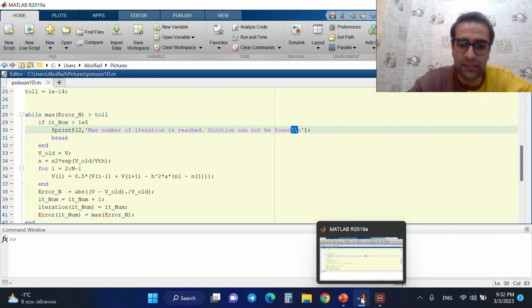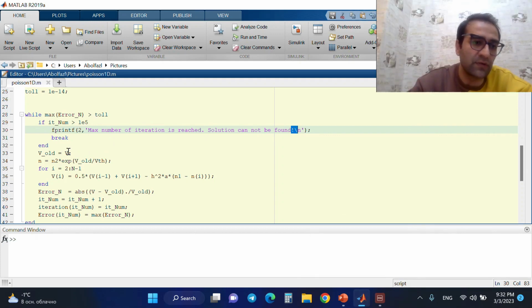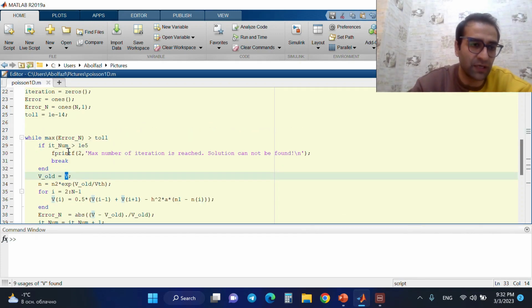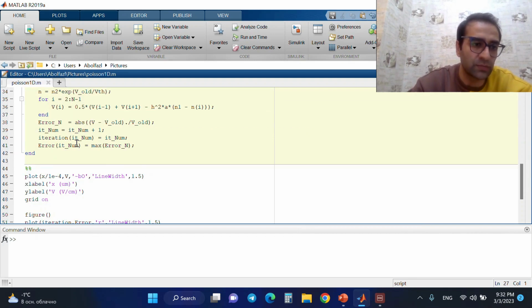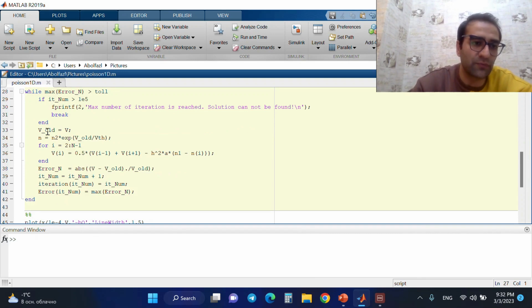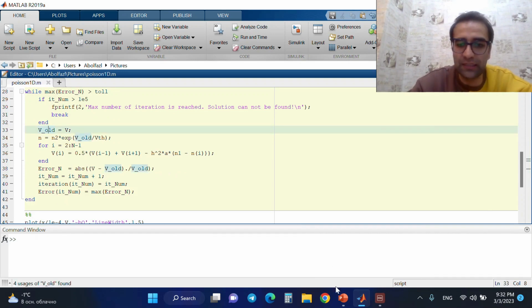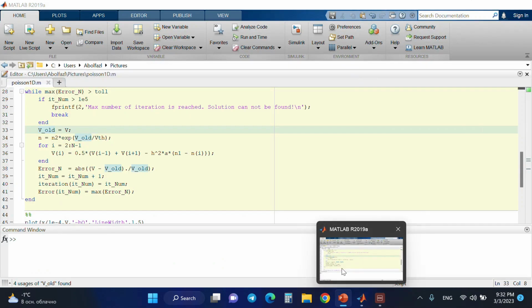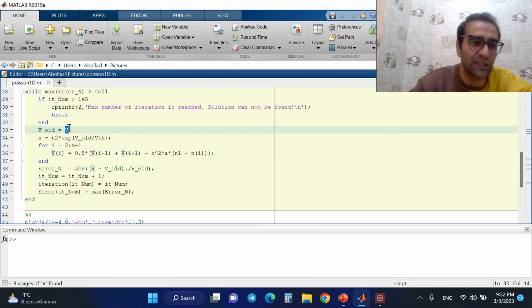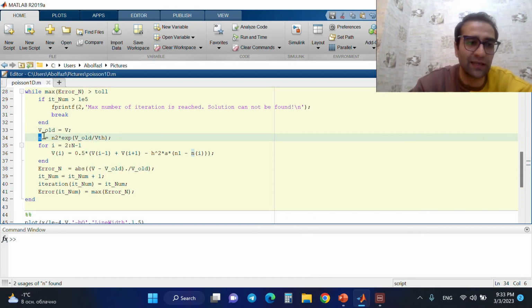Then the next step in the algorithm is what? Giving the v that we defined as an initial guess here to be 0, giving this v to some v old, right? After that, what is the next step? The next step is calculation of n using this equation. Therefore, once we know the initial v, we can calculate the n, and that is nothing but n_i times exponential of v all divided by thermal voltage vt.